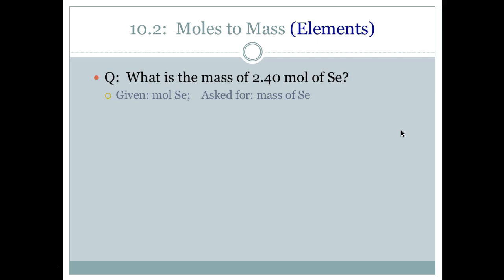Recall that we can find the mass of a mole of selenium from our periodic table. You're going to need a periodic table for this entire video, so make sure you have one handy. Pause the video now if you don't. The first half of our proportion is the relationship we know. We know from the periodic table that 1 mole of selenium is equal to 78.96 grams of selenium.